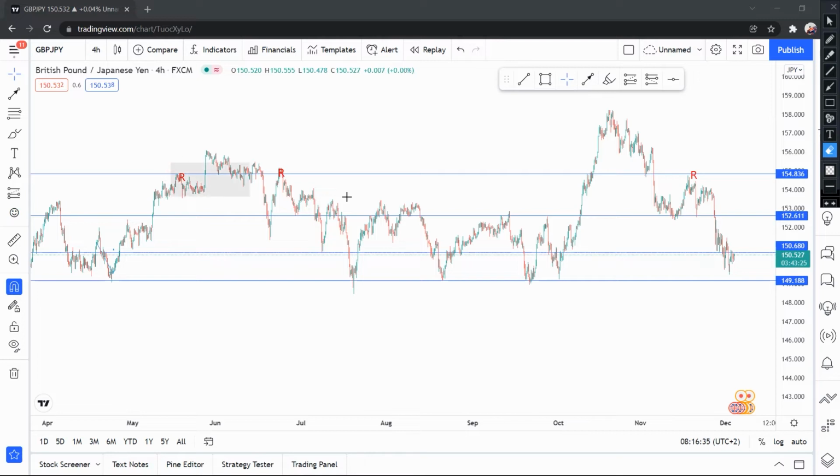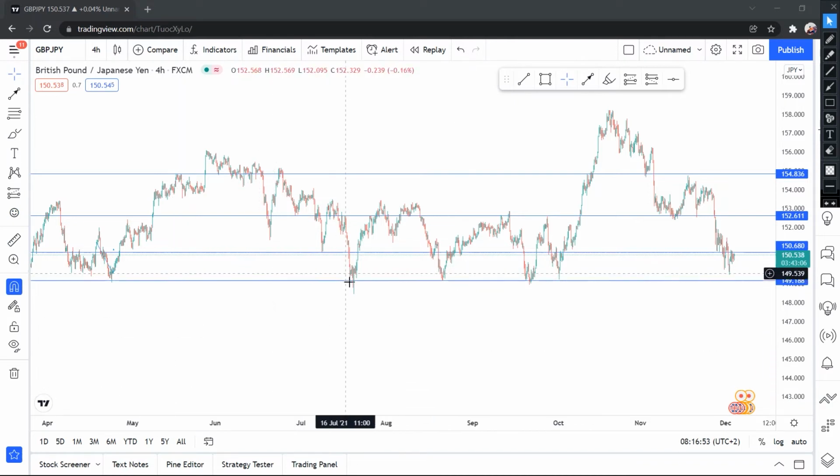How do these levels actually help us? You are going to notice that the reason I was emphasizing that we have to have at least 3 touches is that when you have 3 touches, you're going to have some confluence that, okay, if this happens again, I could take a trade, right?